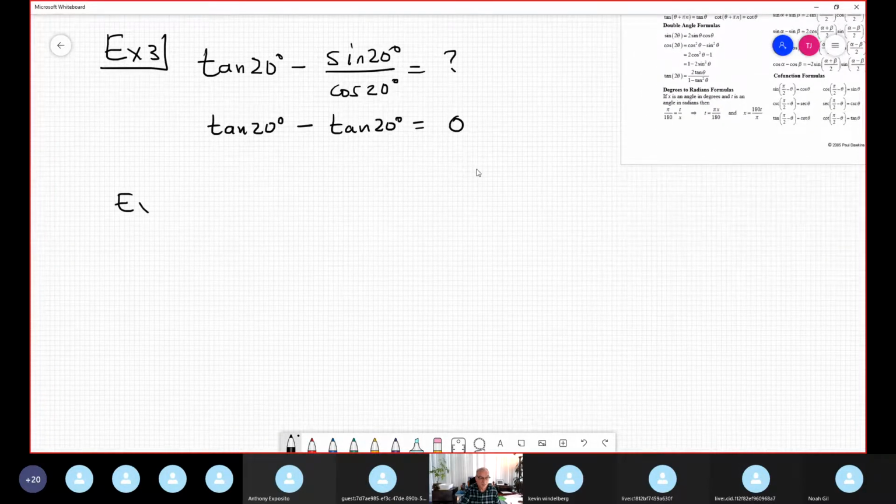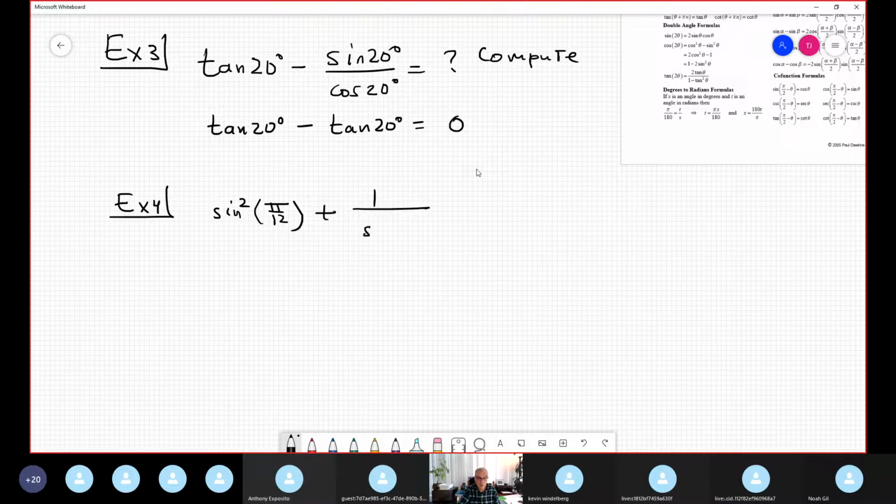Example 4. Sorry, Professor, that's it? That's it. The question says compute that, question mark. Suppose another: sine square pi over 12 in radians plus 1 over secant squared pi over 12. Compute that expression. I have no idea what that is.